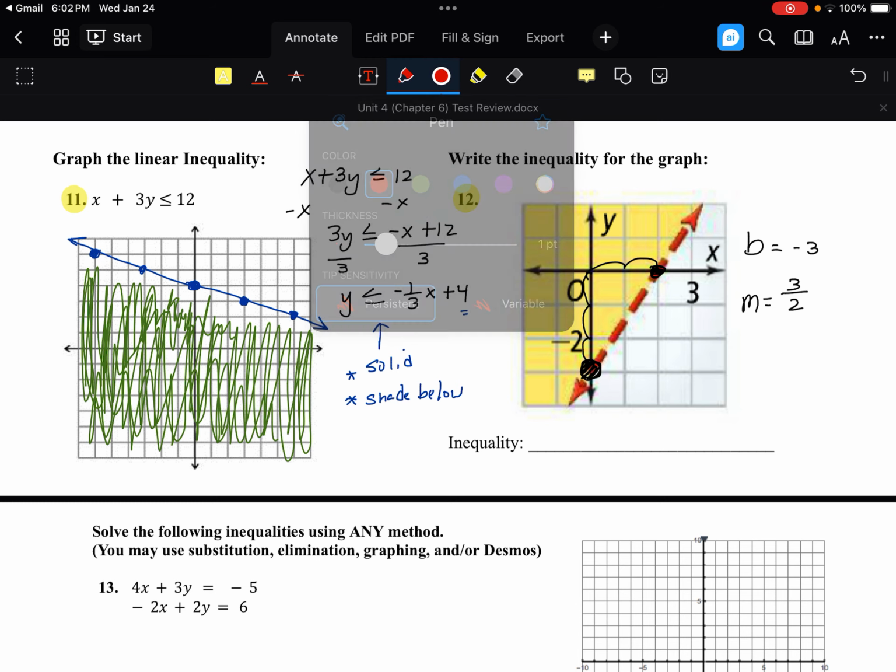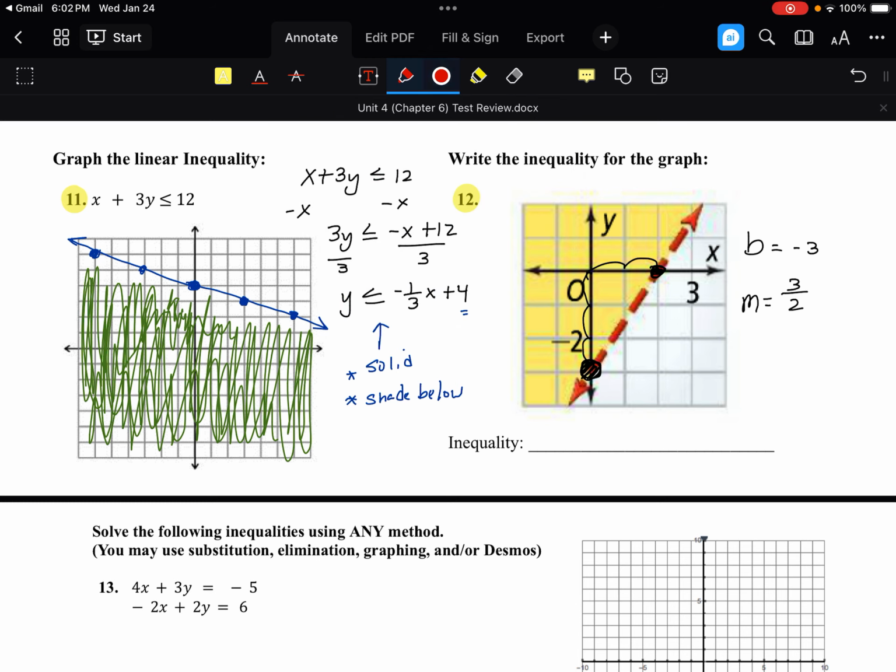And so now we're just going to start building our inequality. We know that it's 3 over 2x minus 3, and then we know y is here, but we've got to figure out what inequality symbol has to go here. Well, it's dashed, so it's got to either be less than or greater than, but not equal to. And then they shade it above, so by default it automatically has to be the greater than symbol. So this would be our linear inequality.